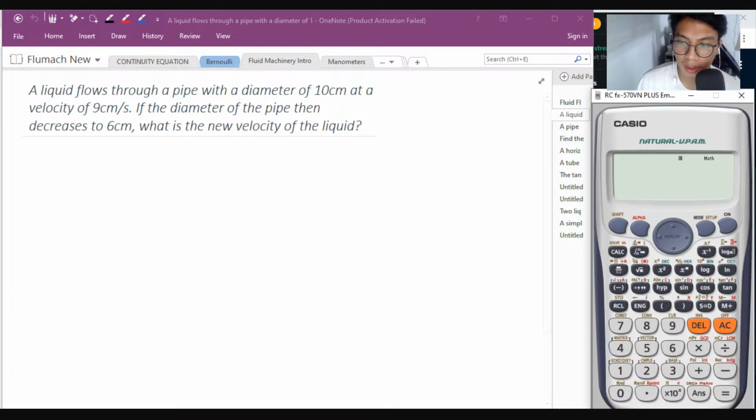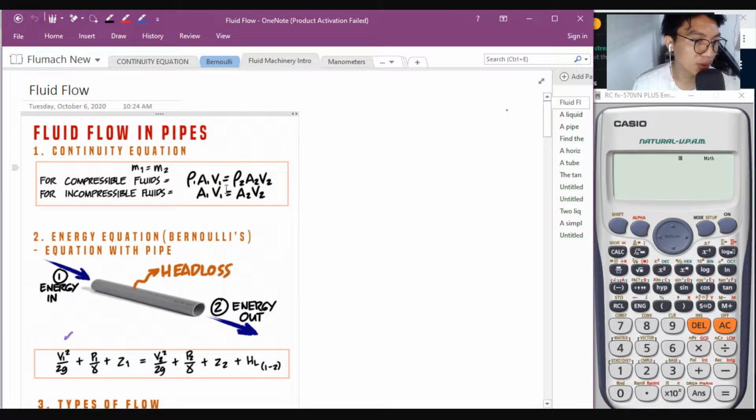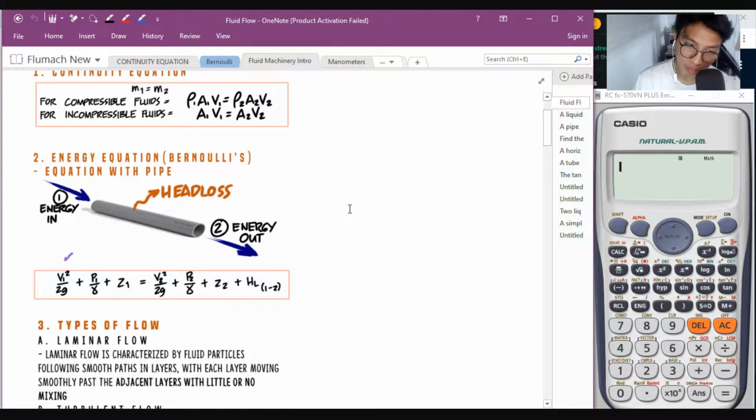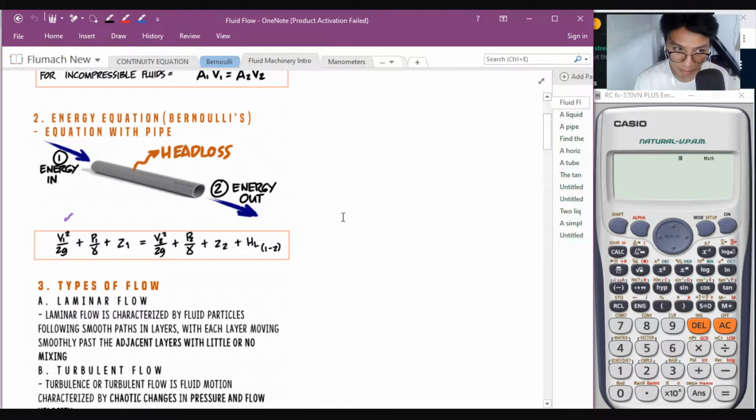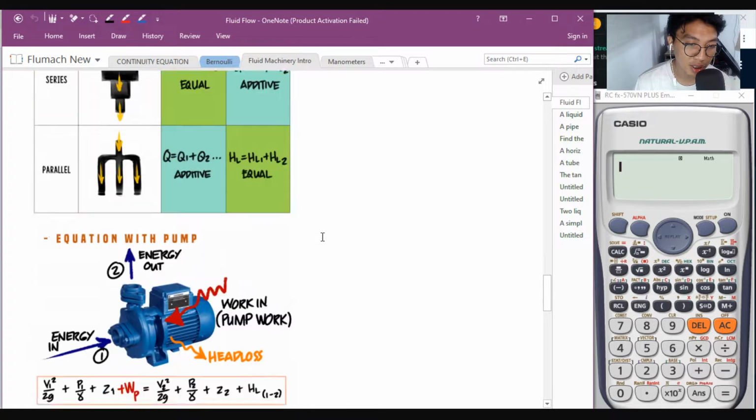Okay, so we are done with the discussion of fluid flow. Ayan, itinuro ko na sa inyo ito: the fluid flow in pipes, the continuity equation, kung paano natin sila gagamitin. And then later, part nito will be the energy equation or the Bernoulli principle. Okay? Itinuro ko na lahat sa inyo yan.